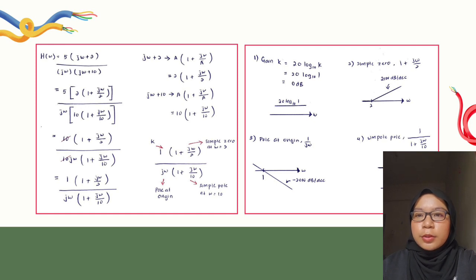And step 4, we need to know the breakpoint analysis of the corner frequencies that occur at ω equals 2 and ω equals 10. These are the frequencies where the slope of the Bode plot changes.